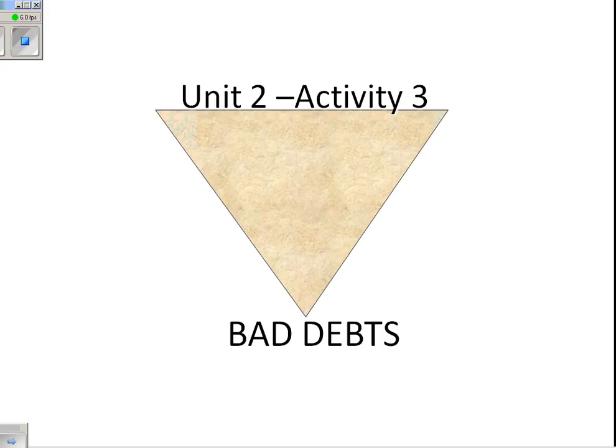Unit 2, Activity 3 goes over how to account for bad debts. In a perfect world, all of a company's creditors would pay their debts. In reality, that doesn't always happen. In this activity, you will explore how to account for uncollectible accounts receivable.